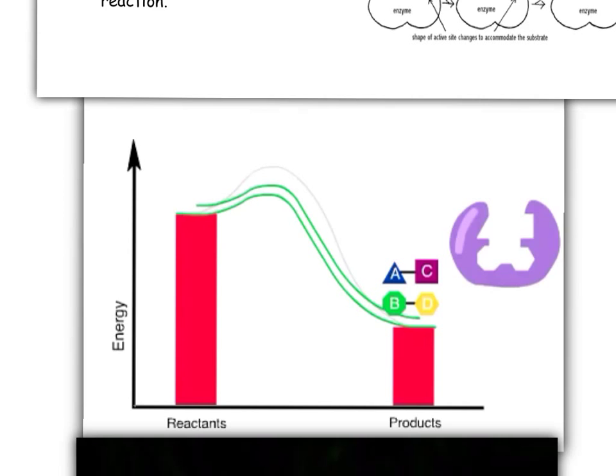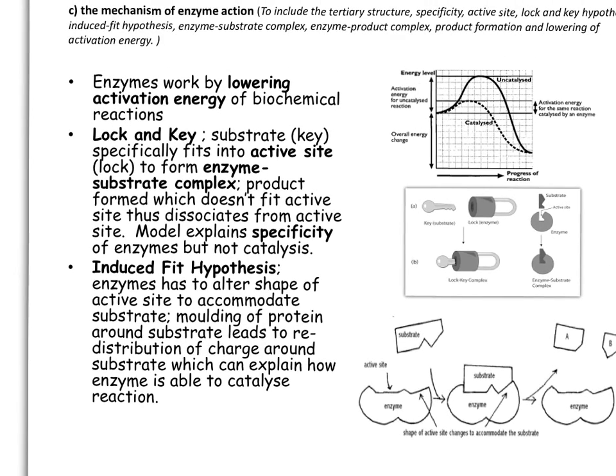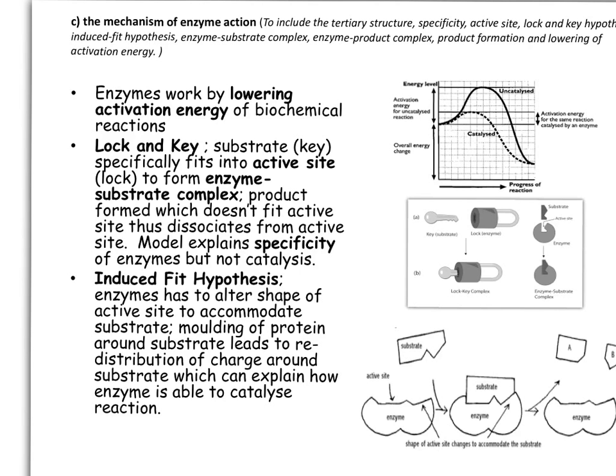Now, if I move to the next bit of this slide, this looks at a number of models or hypotheses as to how an enzyme is able to lower the activation energy. The first of these manages to explain the specificity of an enzyme. What do I mean by specificity? We find that enzymes can only be responsible for one particular substrate, converting one substrate into one particular product.